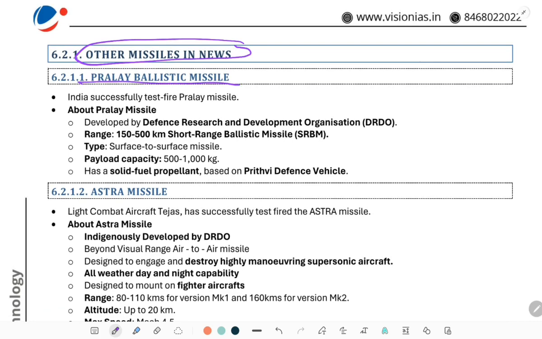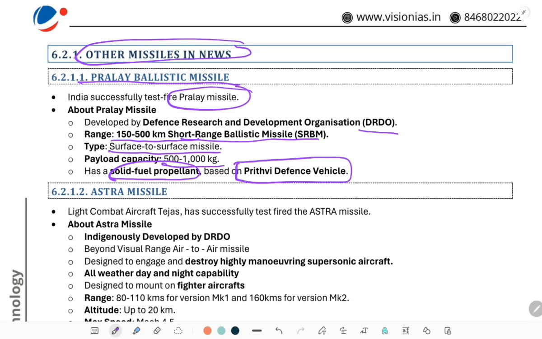Next, we'll see other missiles which were recently in the news. Pralay ballistic missile: India successfully test fired the Pralay missile. It is developed by the DRDO, with a range of 150 to 500 km. It is a short-range, surface-to-surface ballistic missile, with a payload capacity of 500 to 1000 kg, and it has a solid fuel propellant, based on the Prithvi defense vehicle.